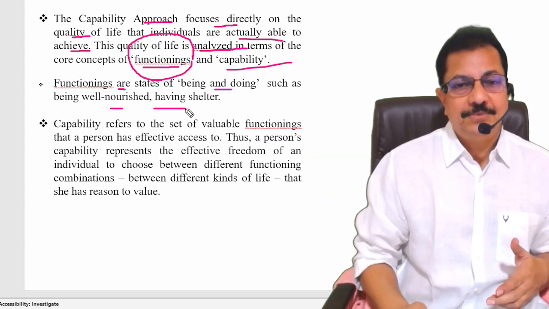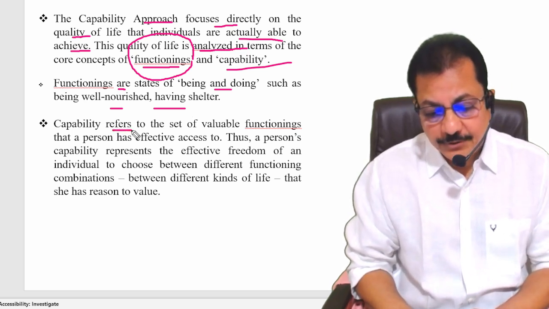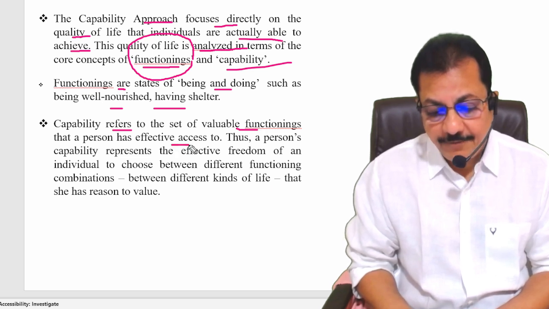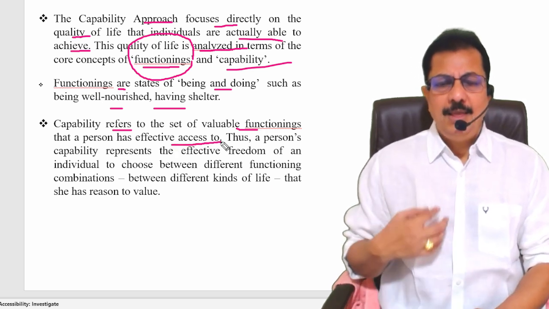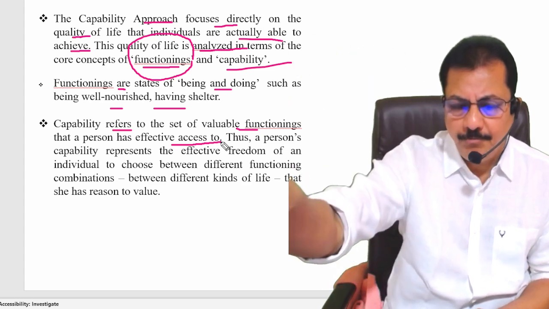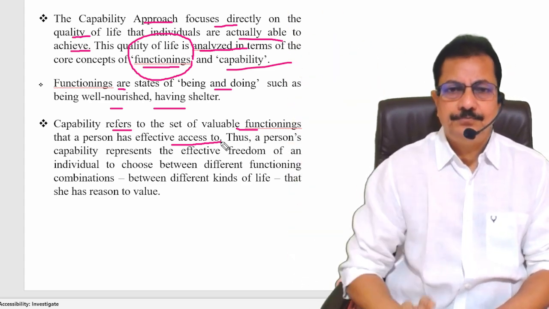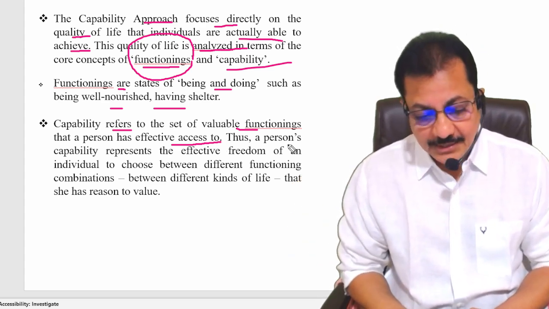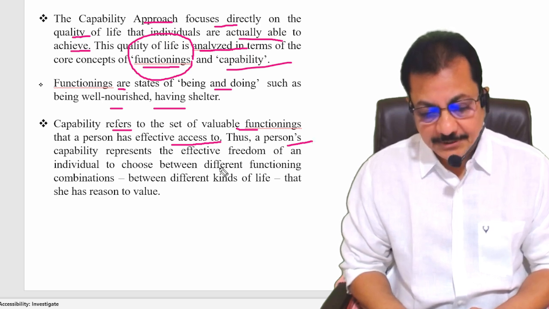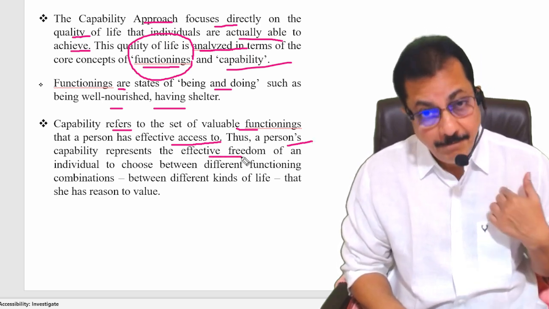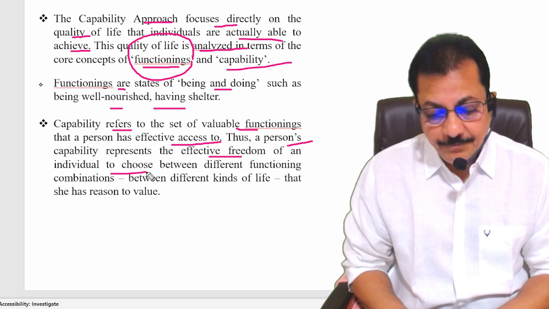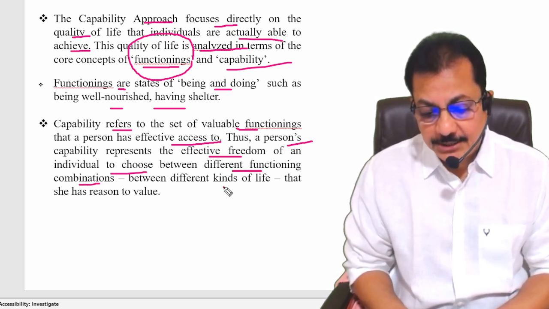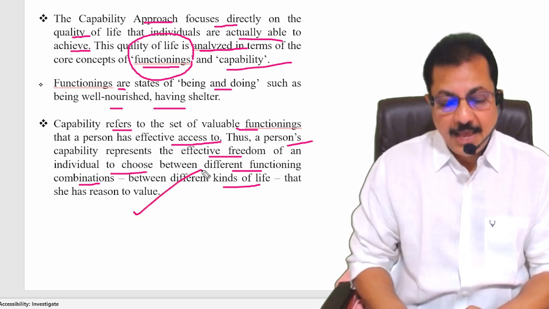These are the functionings. When it comes to capability, it refers to the set of valuable functionings that a person has effective access to. What is my capability? I have the capability to access a bigger car, bigger house, clear, bigger business. That is called the capability approach. Thus, a person's capability represents the effective freedom, my freedom, of an individual to choose between different functioning combinations, different kinds of life that she or he has a reason to value.